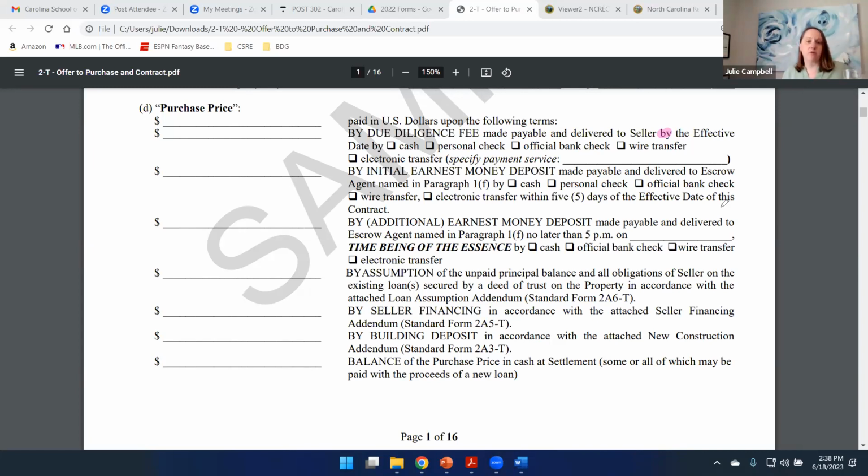By the way, we're going to define more about the due diligence in just a minute. But for right now, any questions about what we're putting in under the purchase price for our due diligence fee?